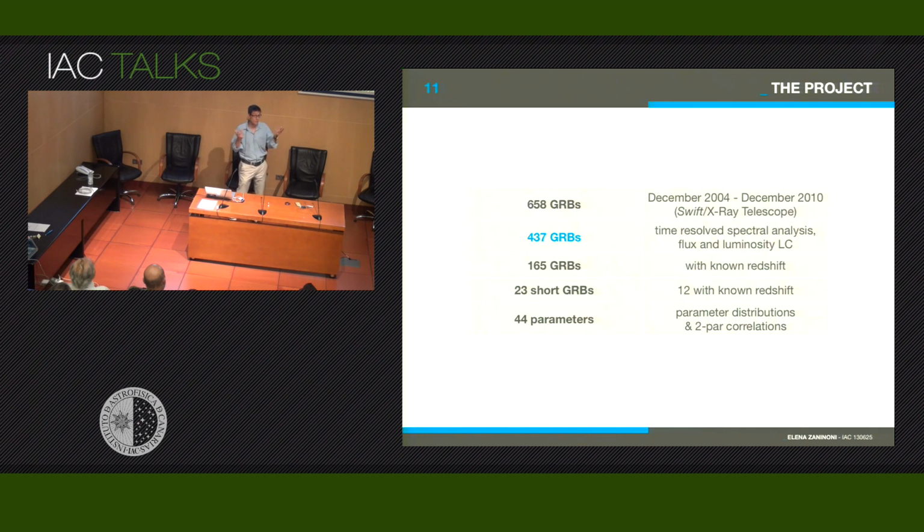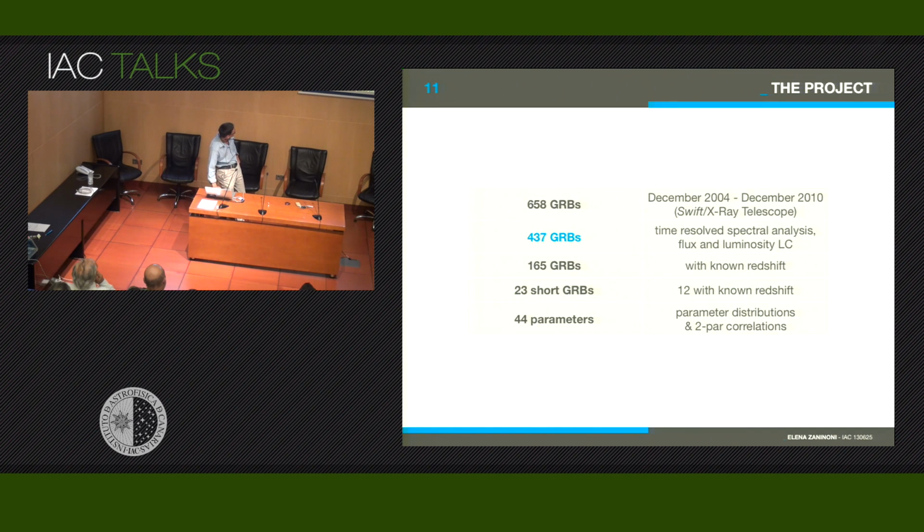The importance of this sample is that we have a big sample of GRBs with redshift, and so we can study the rest frame properties of GRBs. Then we have also a small sample of short GRBs that is important because in this way we can compare if there are some similarities or differences between short and long GRBs.